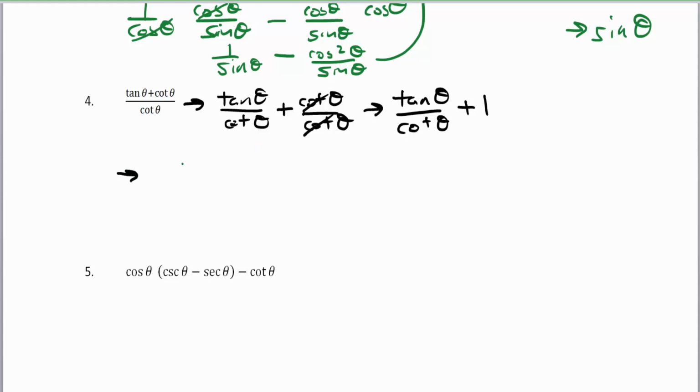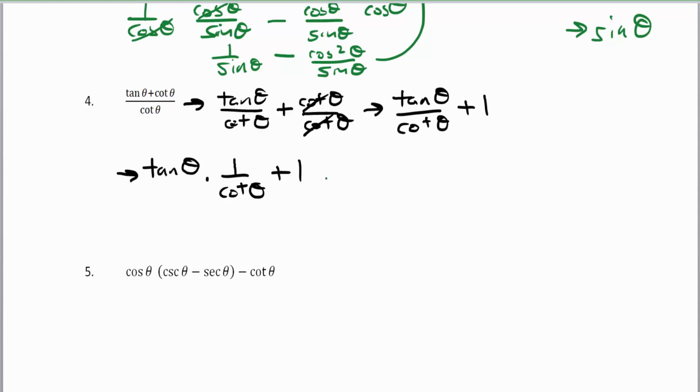So look at the way I'm going to write this. Now again, there's more than one way to do this. Turning this into sine and cosine divided by cosine over sine will get you the same answer, but look at what I'm going to do. This is kind of like watching a pro here. I'm going to say tangent theta times 1 over cotangent theta plus 1. All I've done is take that cotangent theta in the denominator and make it into a 1 over cotangent theta. If I multiply top times top, bottom times bottom, I get the same thing.